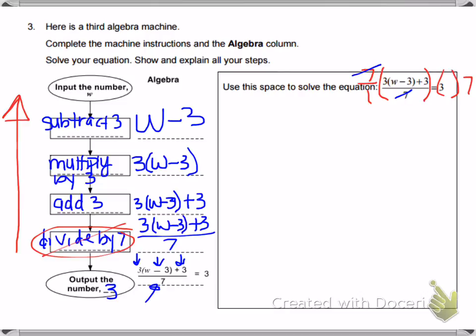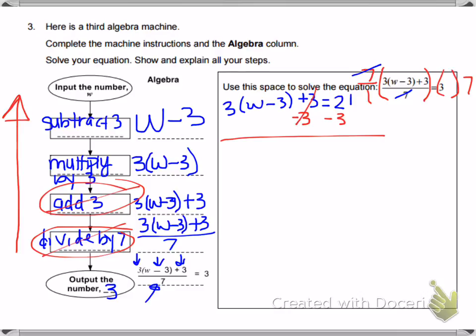So these 7s will divide out. After the 7s divide out, I'm left with 3 times the quantity w minus 3 plus 3, but now on the right side I have equals 21 because I had to do 7 times 3. Okay, next, working our way backwards, we have add 3, so that means my inverse operation would be to subtract 3. And that's going to leave me with 3 times the quantity w minus 3 equals 18.